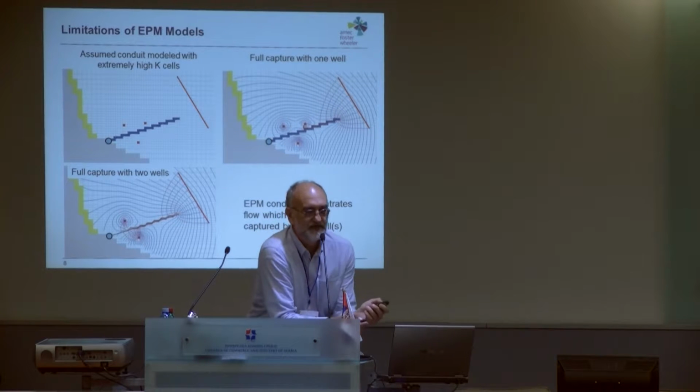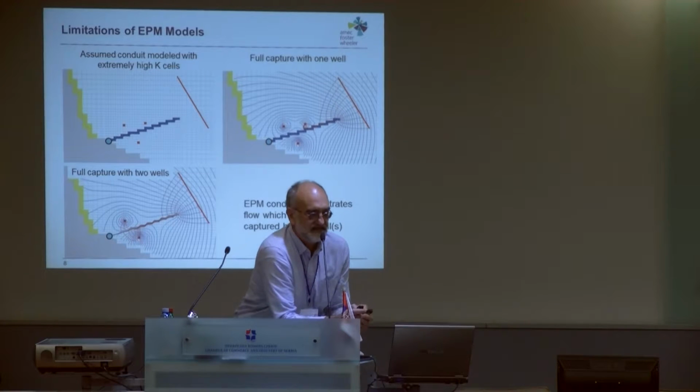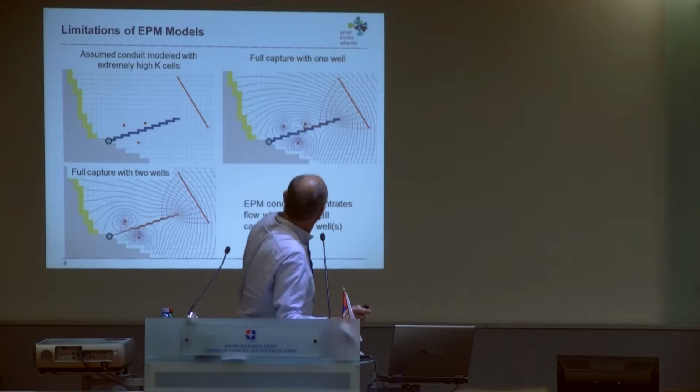So the way they do it, where there is a conduit, or someone believes there is a conduit because there is indication, they just assign very high hydraulic conductivity to those cells. And then the model takes care of the rest, but unfortunately, some concepts that are developed here are really flawed.